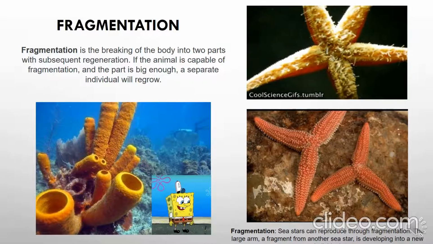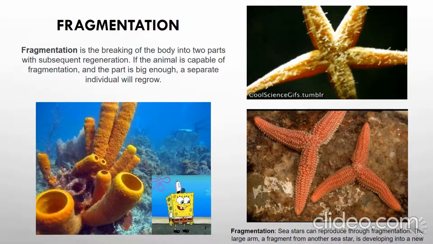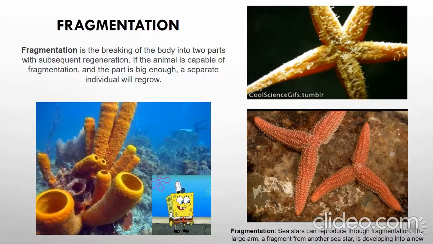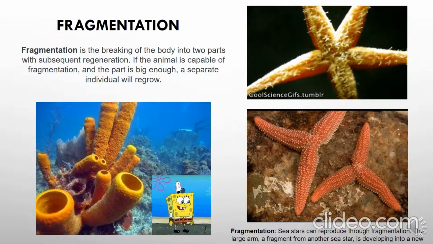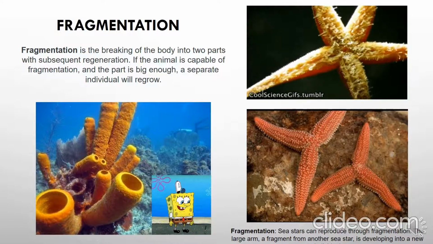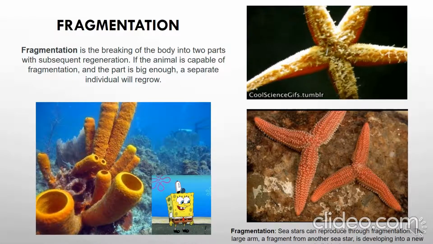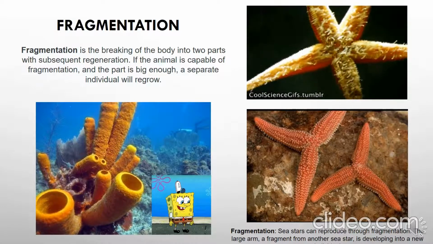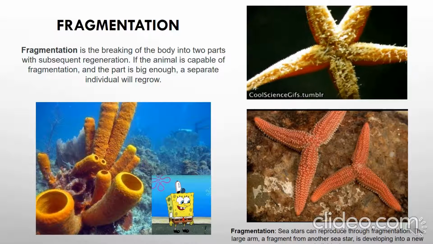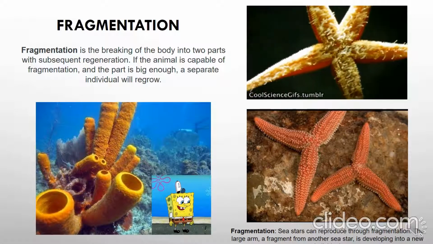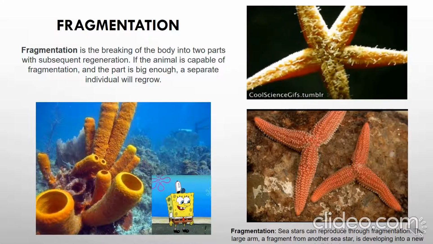Now let us proceed to fragmentation. Fragmentation is the breaking of the body into two parts with subsequent regeneration. If the animal is capable of fragmentation and the part is big enough, a separate individual will regrow. For example, if the arm of an individual sea star is broken off, it will regenerate a new sea star.